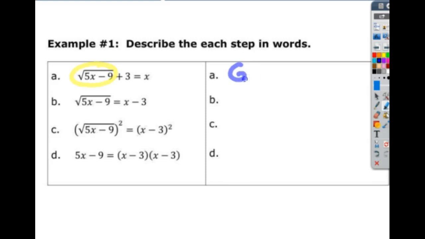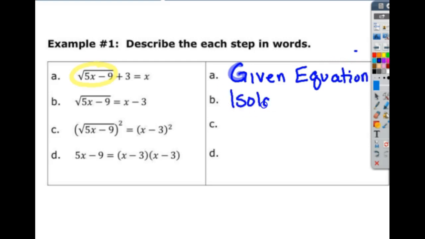So we always start with a given equation. That's the equation we're given to solve, and then the next thing we need to do is isolate the square root sign. This 3 is in the wrong place. It's not isolated if I have a plus 3, so what am I going to do to get rid of a plus 3? And that's how we got to this step right here.